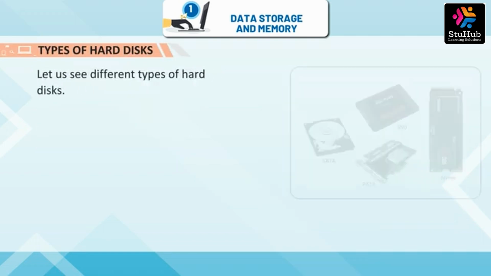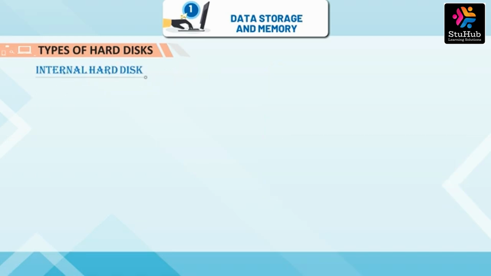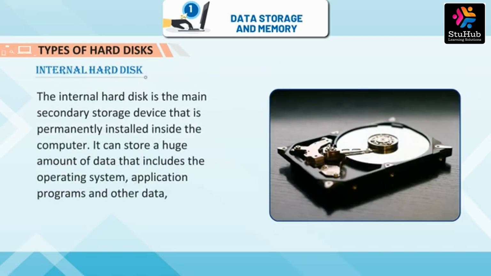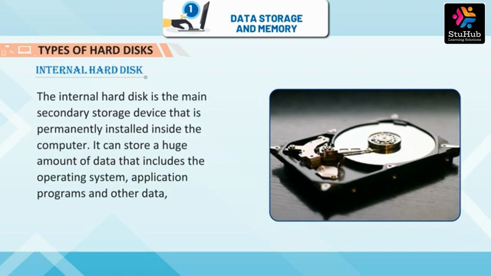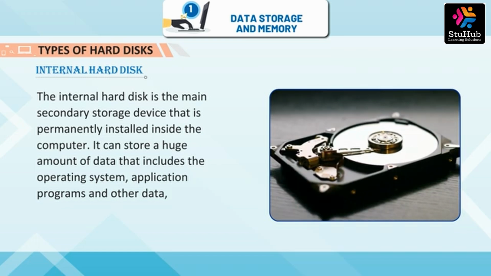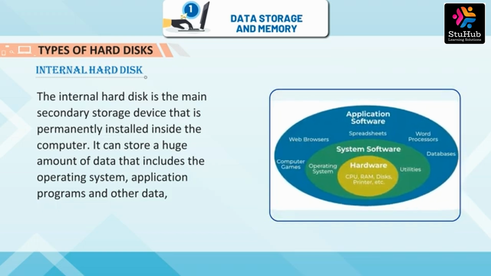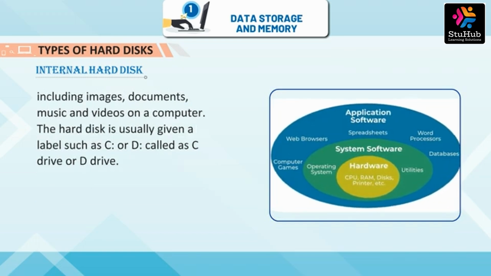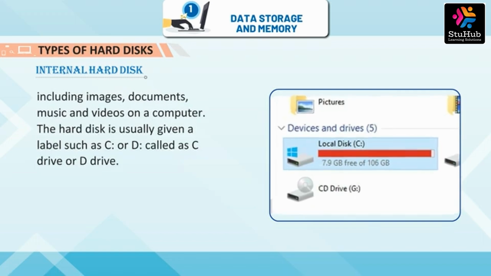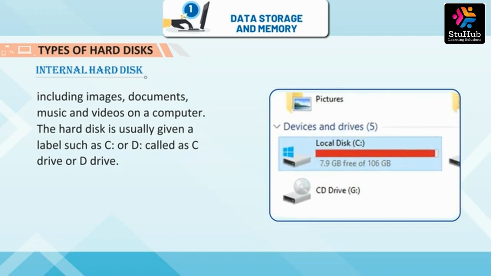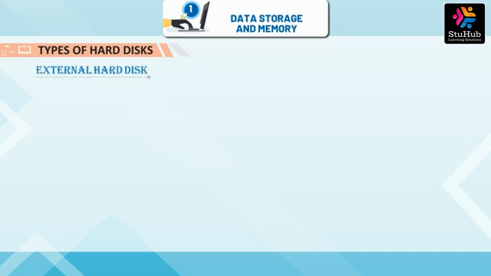Types of hard disks. Let us see different types of hard disks. Internal hard disk. The internal hard disk is the main secondary storage device that is permanently installed inside the computer. It can store a huge amount of data that includes the operating system, application programs, and other data including images, documents, music, and videos on a computer. The hard disk is usually given a label such as C or D, called C drive or D drive.